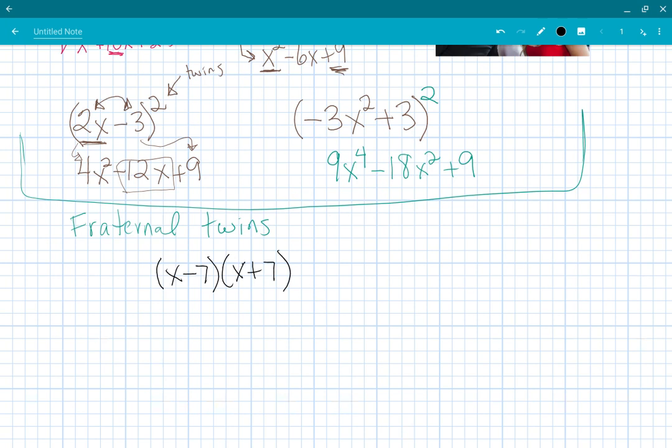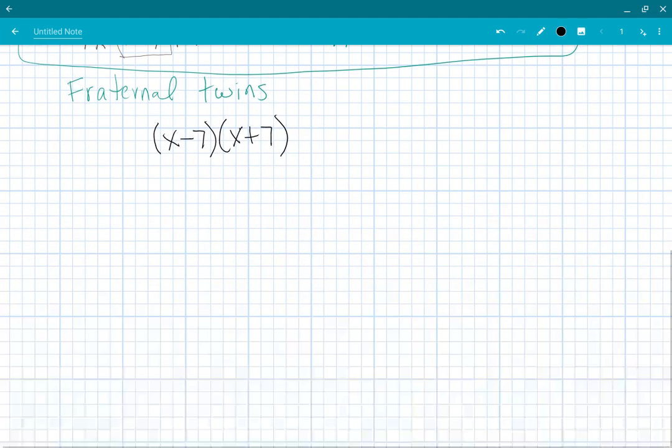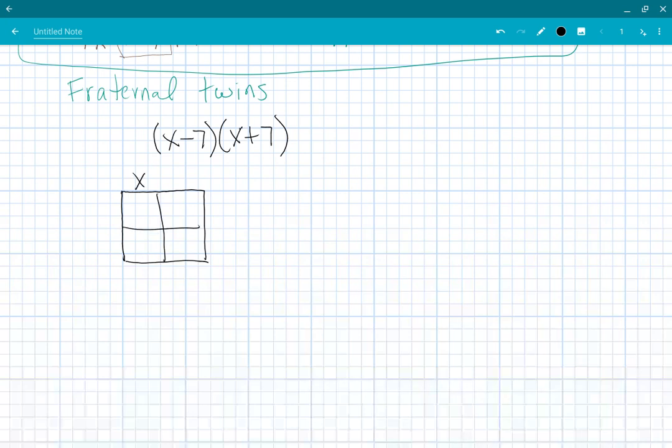Let's go ahead and do the box and see what happens. Okay, all right, let's do the box. Let me slide this up a little bit. Now, this is not going to be a perfect square because one of them is x minus 7 and that was x plus 7. So they're not going to be the same length, right? So x minus 7, x plus 7.